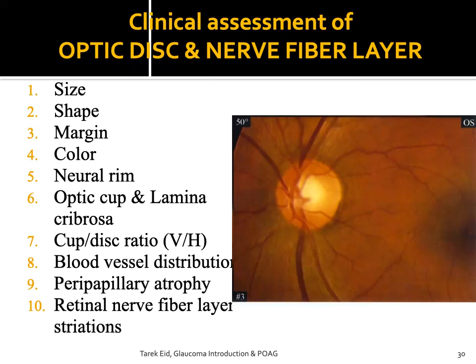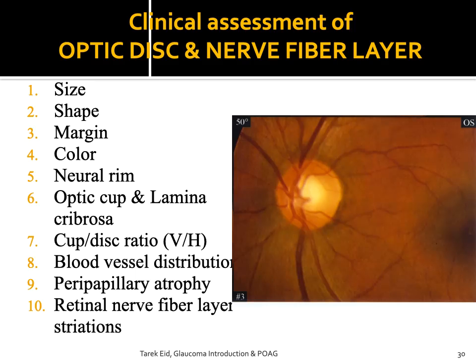Now, how can we assess the optic disc and the nerve fiber layer? When we see the optic disc, like what we see in the picture now, we have to comment on the following things. The size, whether normal, small or large. The shape: usually slightly vertically oval, but it can be tilted, rounded, or oval. The margin, whether clearly defined or blurred. The color of the optic disc, so we can differentiate between a normal color, a hyperemic disc, or a pale disc.